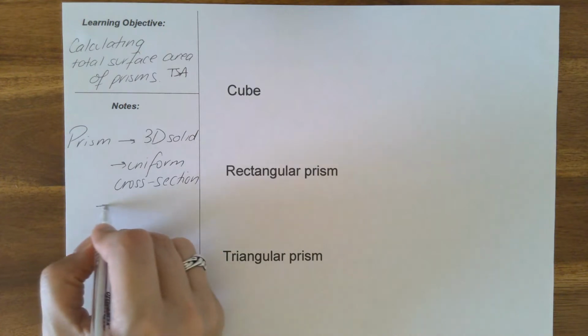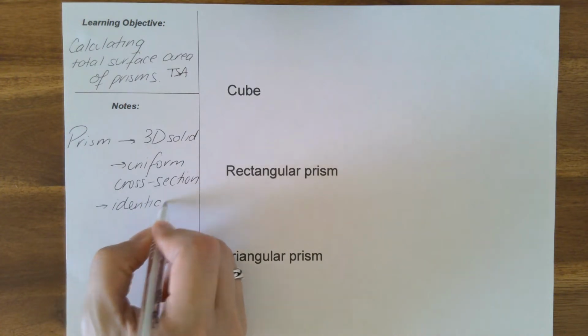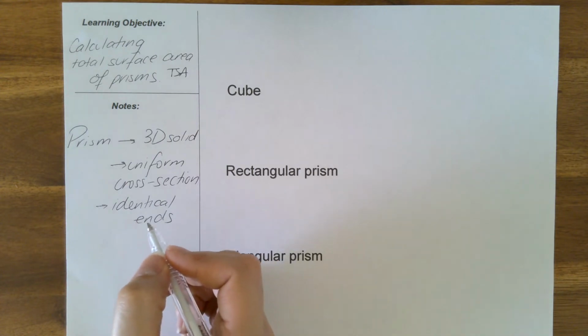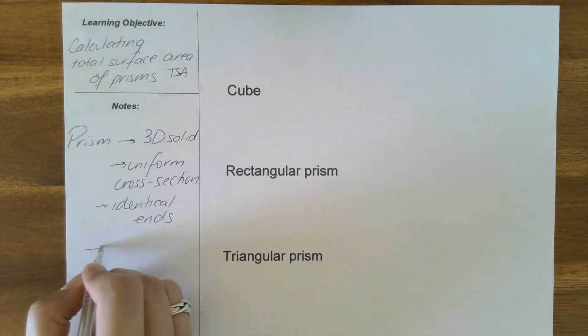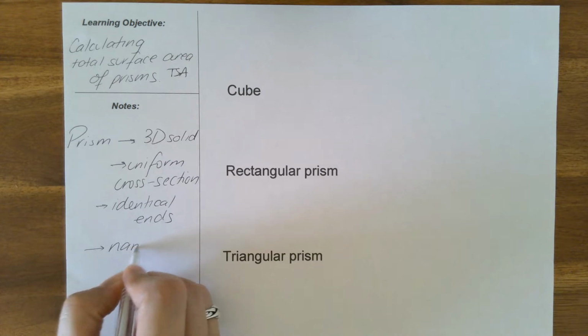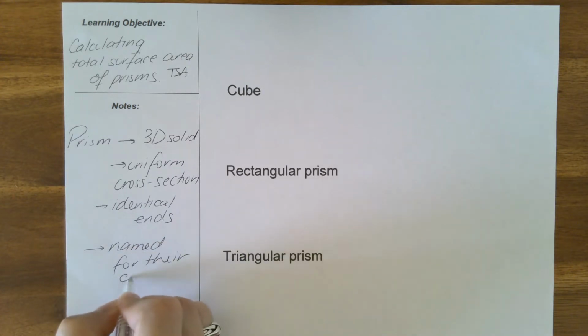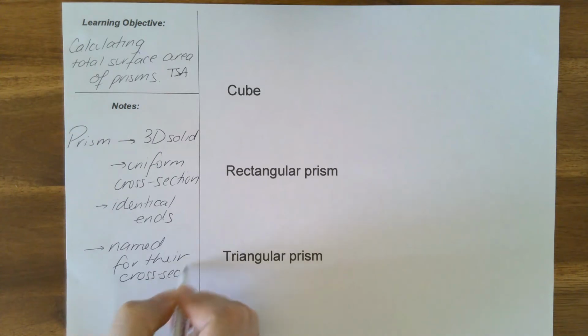It will have identical ends. You should be able to see the same from the top end to the bottom end. And these shapes are named usually for their cross section, or the shape of their cross section. Now let's have a look at the first one. We've got a cube. Here is my cube.